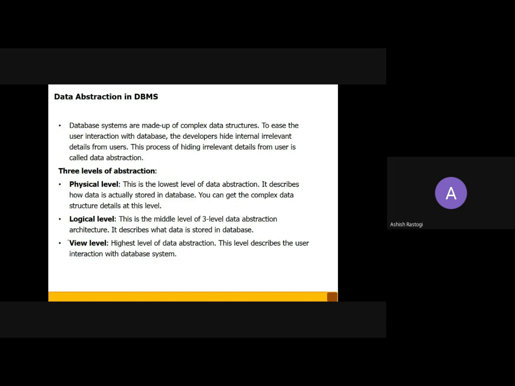Next and last is the view level. The view level is the highest level of data abstraction. This is the level where you interact with the database management system. The database has a backend part, which is the physical level and logical level, and the view level is where you interact with the database, where you write queries and get the data. This is the highest level of data abstraction, where you store or interact with the data.